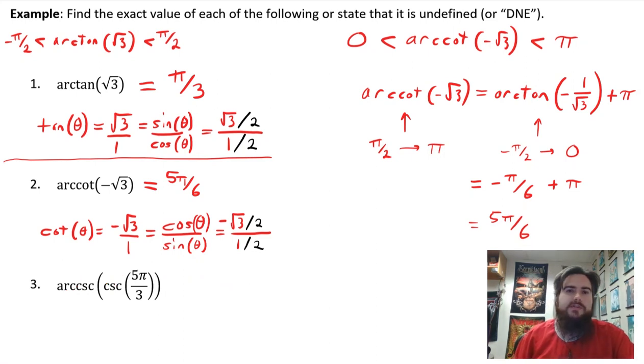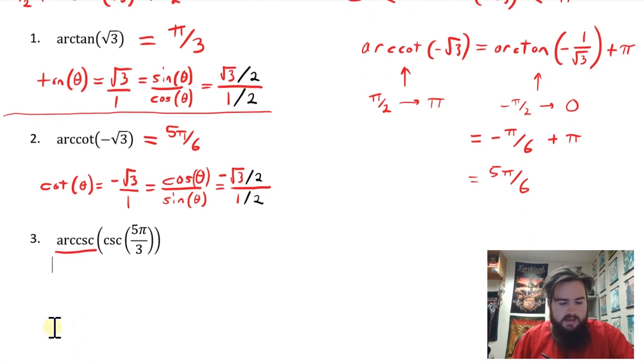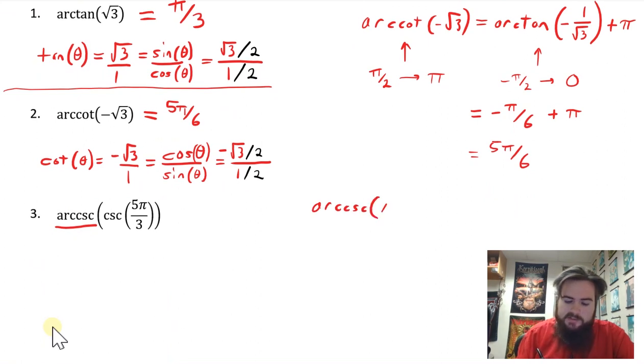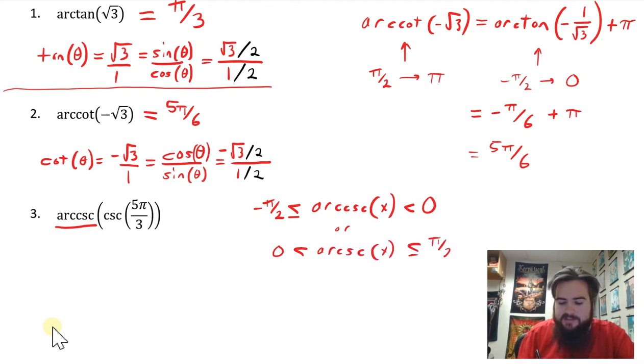Cosecant of 5 pi thirds is fine. There's not really an issue there, but the original function on the outside is arc cosecant. And arc cosecant of some ratio has to result in an angle measure either between negative pi halves and 0, or between 0 and pi halves. We have that split because 0 is not a defined value for the range of arc cosecant. So, notice that 5 pi thirds is not within this range, so it cannot be a possibility.